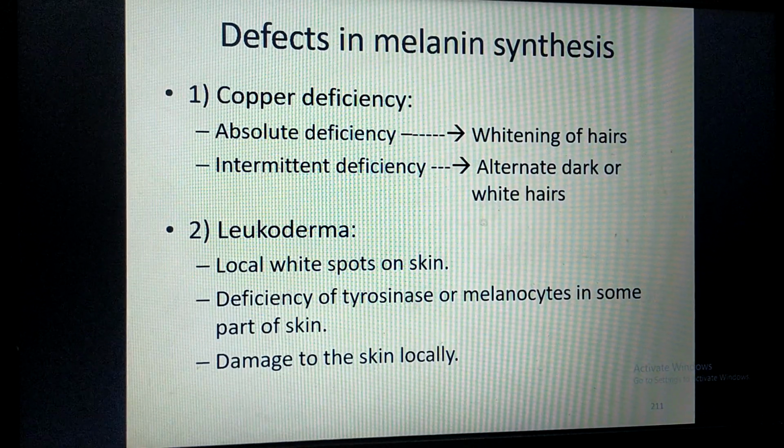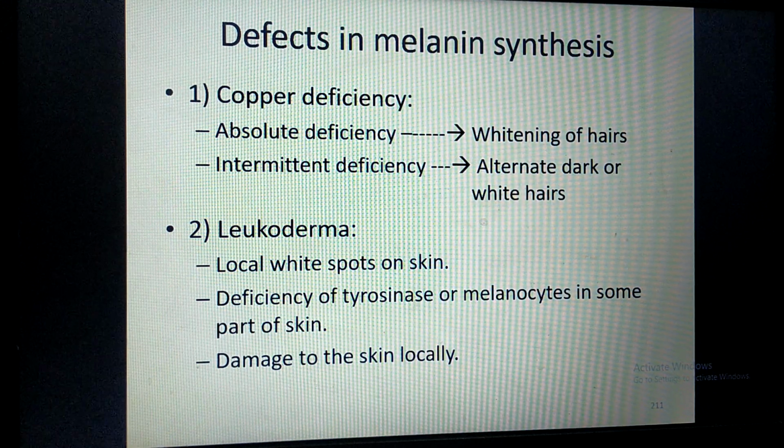Now defect in melanin synthesis. As I have told you, copper is a cofactor for the enzyme tyrosinase. In case of copper deficiency, 2 types of deficiencies are seen: absolute deficiency and intermittent deficiency. When there is absolute deficiency of copper, then melanin is not synthesized and such patients have whitening of hairs. If there is intermittent copper deficiency, meaning sometimes the person will get copper from diet or water and sometimes he will not get it, at that time alternate dark or white hairs are seen.